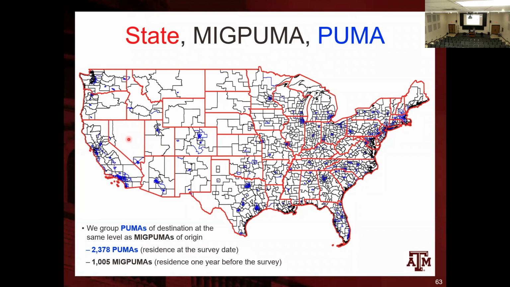But it's still what we are doing here, pretty much, is dividing our map in these 1,005 areas, the MIG PUMAs, which are shown here with the black borders, okay? And of course, in areas that we have higher population, we have smaller MIG PUMAs in geographical scale compared to some of these other states here, more in the middle and west of the country.